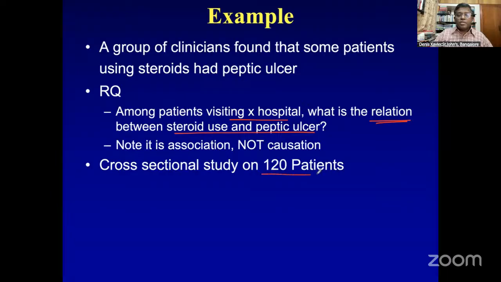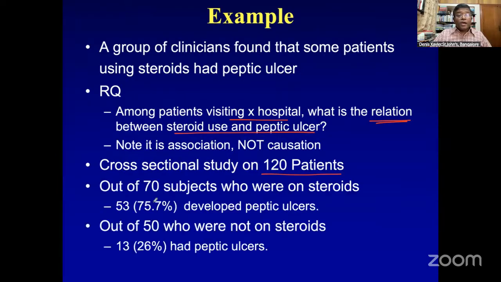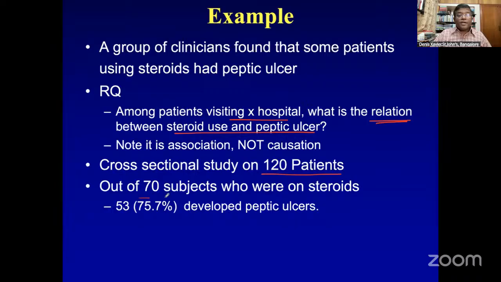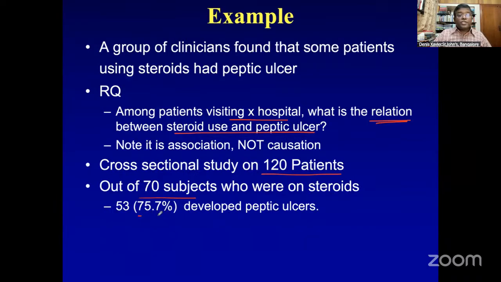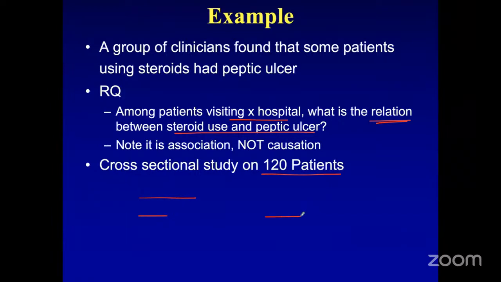Okay, simple study, 120 patients. In fact, these are sample sizes that undergraduate and postgraduate students use. Not a very big study, simple study, 120 patients. Now listen to this scenario. Out of 70 patients who took steroids, 76% developed peptic ulcer. 70 who took steroids, 76%, that is 53 out of 70, developed peptic ulcer.